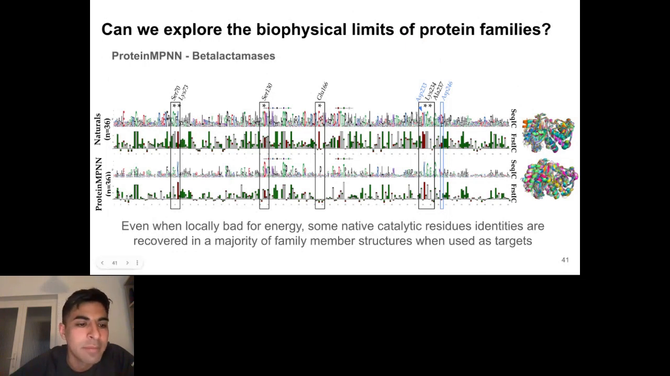But the thing is that many of them are highly frustrated also in the sequences that ProteinMPNN is generating. So if local frustration is functional and ProteinMPNN is basically maximizing the stability gap between the unfolded and the folded state, why are we recovering these positions that are bad for stability? Because it's not only the position being highly frustrated, the identity is exactly the same as the native protein. So even when locally bad for energy, some of these identities are recovered in a majority of the family member structures when they are used as targets.